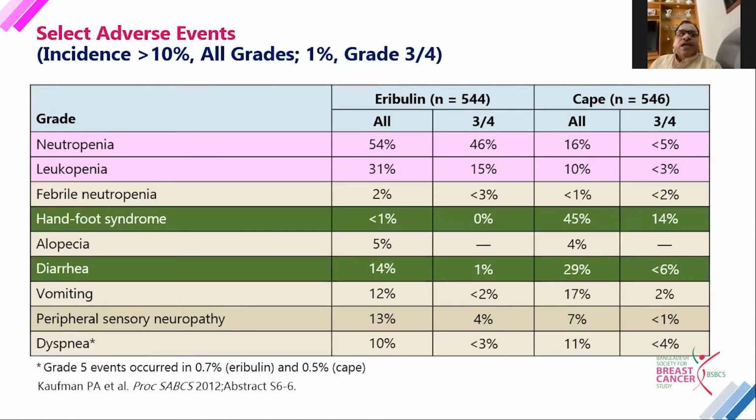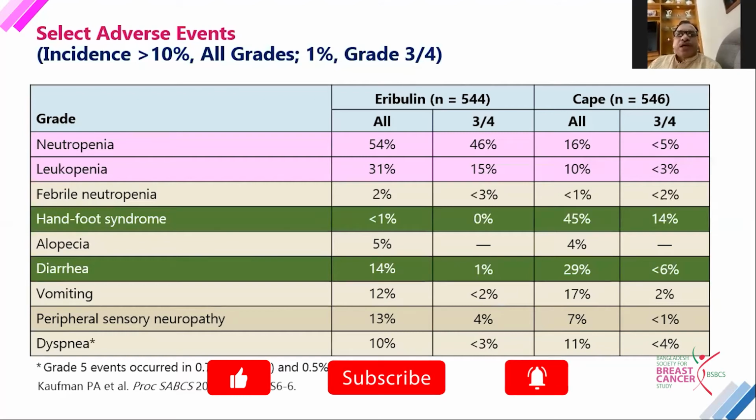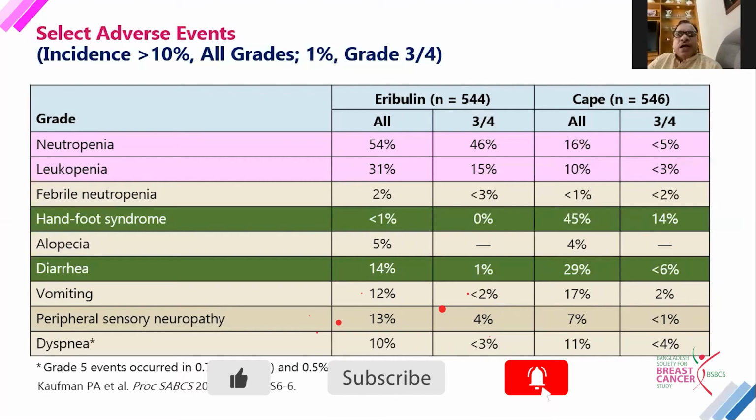If you look at the adverse events in the Eribulin group and capecitabine group, neutropenia is more common in the Eribulin group than in the capecitabine group. Leukopenia is also more common, but in the capecitabine group there are more hand-foot syndrome and more diarrhea.